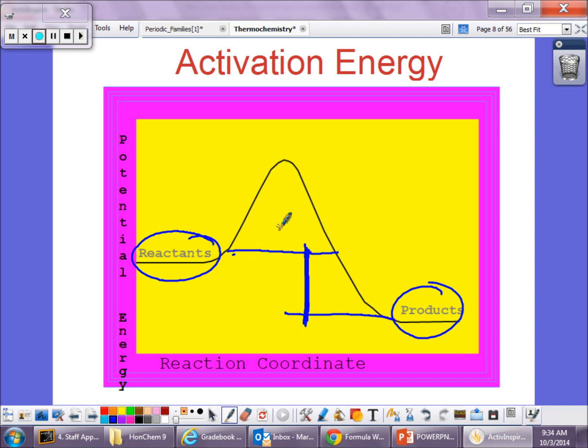From reactant to that peak, that's what we call activation energy. We will study this a lot next unit in kinetics. Activation energy is the energy needed for the reaction to start. That peak is called the activated complex. Okay? So from reactant to that peak, this is our activation energy. From reactant to product, this is our delta H. This is activation energy and delta H. So you should be able to see from the graph if the reaction is endothermic or exothermic.